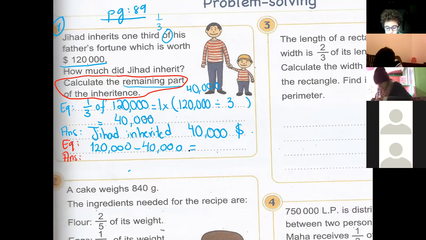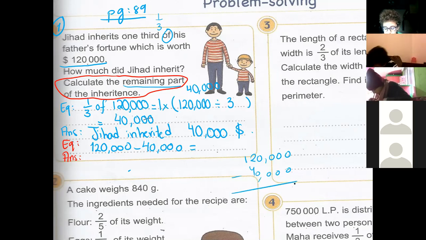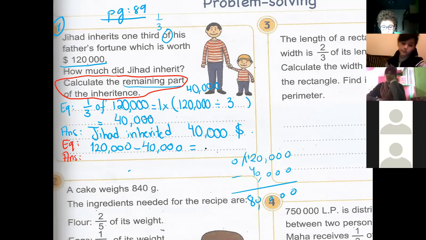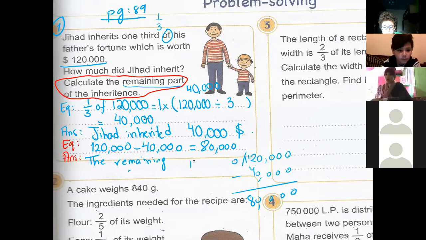Arrange them. 120,000 minus 40,000. Teacher, 80,000. So the remaining part is $80,000.